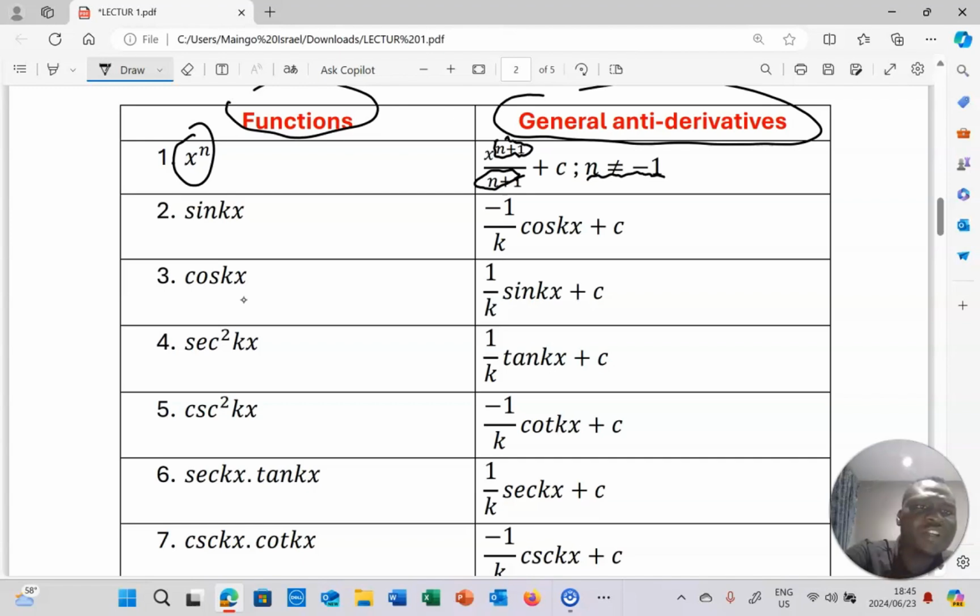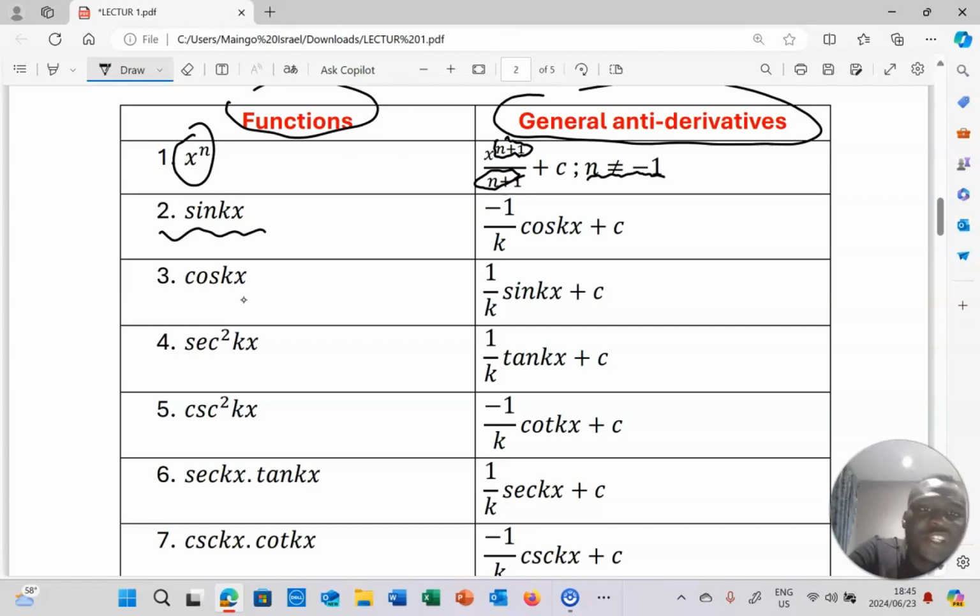The second function is a trigonometric function, sine. Sine k of x, where k is any constant and x is a variable. So how do we find the antiderivatives of such a function? In other words, in antiderivatives, we ask ourselves: what do we differentiate to get sine k times x?